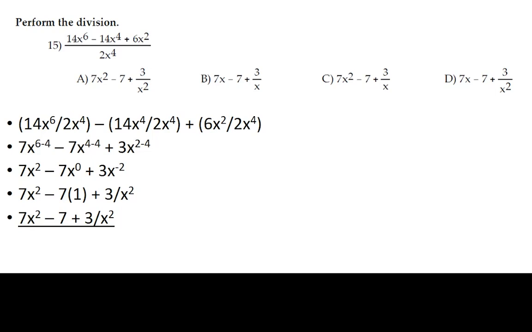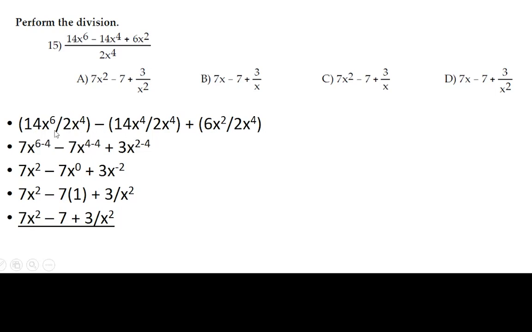Perform the division. It looks like there's a lot going on here. But all that's happening is that we're taking that 2x to the fourth on the bottom, and we're dividing each of the top terms by 2x to the fourth. So to do 14x to the sixth minus 14x to the fourth plus 6x squared, all divided by 2x to the fourth, we do 14x to the sixth divided by 2x to the fourth, minus 14x to the fourth divided by 2x to the fourth, plus 6x squared divided by 2x to the fourth.